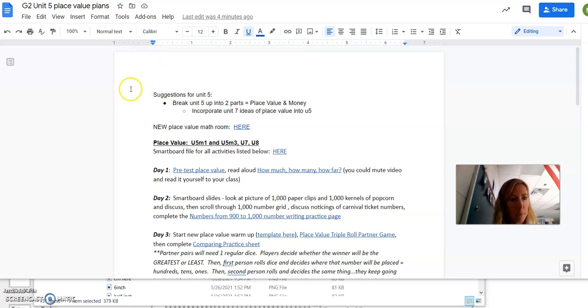Right, second grade team. Here's the Unit 5 suggestions. Okay, I am suggesting, just like last year, to break up Unit 5 into two parts: place value and then money. So what I'm sharing with you right now are just the parts on place value. That's what I finished so far, and that should take about 2 weeks, maybe even 3 if you wanted to.